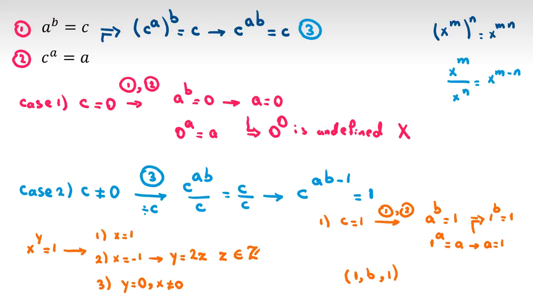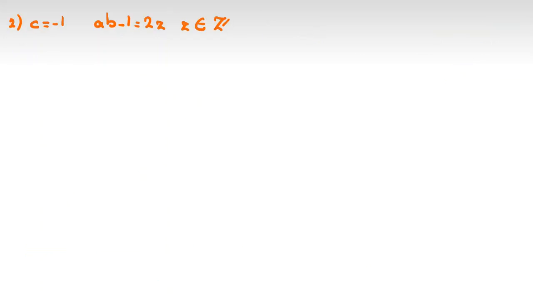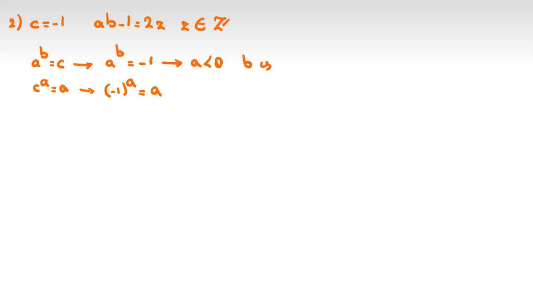Now, let's replace in our first and second equations. We know a to the power of b equal to c to the power of a equal to c to the a. If I replace c with negative 1, a to the power of b is negative 1, and negative 1 to the power of a equal to a. From here, a should be a negative number. Also, b should be an odd number. B is an odd integer.